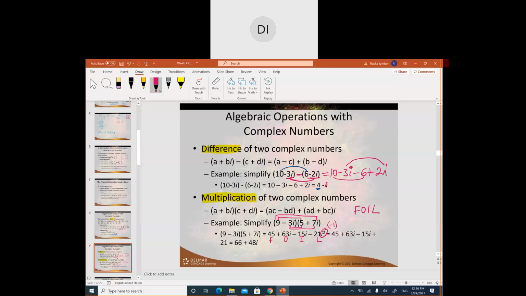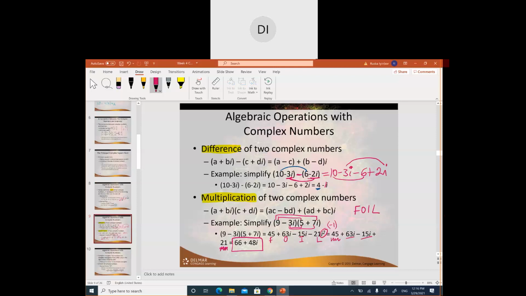And then you're going to combine i and i, and also you're going to combine 45 plus 21. And that's going to give me 66 plus 48i. So the steps are you're going to FOIL. Second step, replace i squared with negative 1. And then combine i with i, number with number. You got it? Everybody good so far?